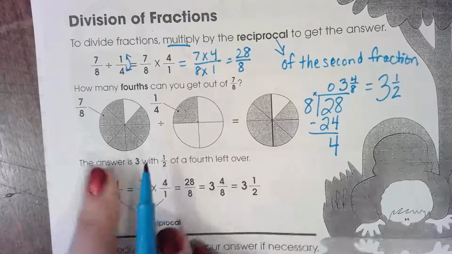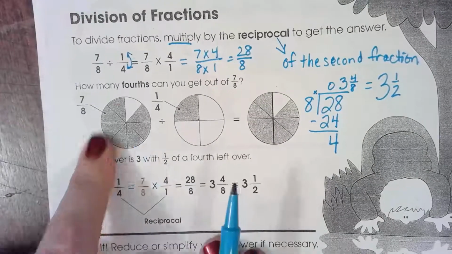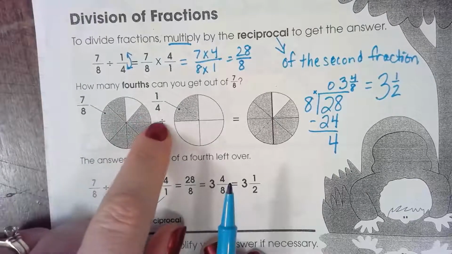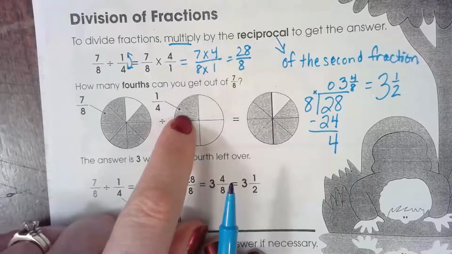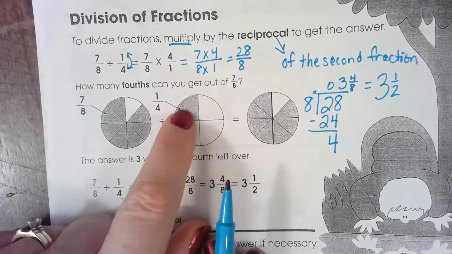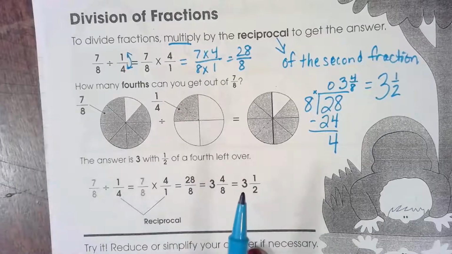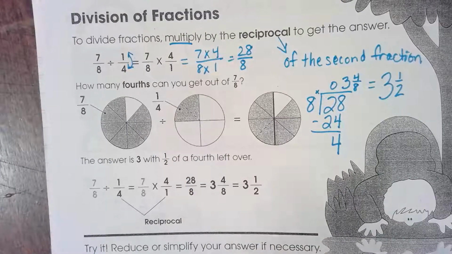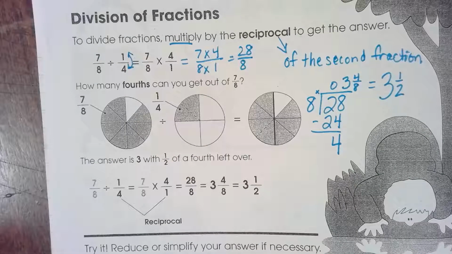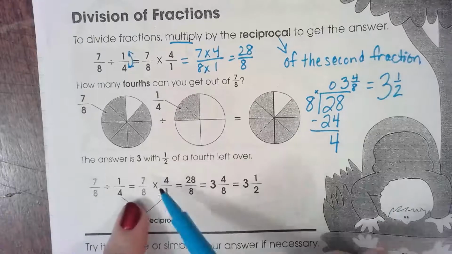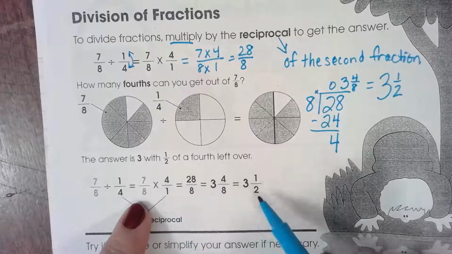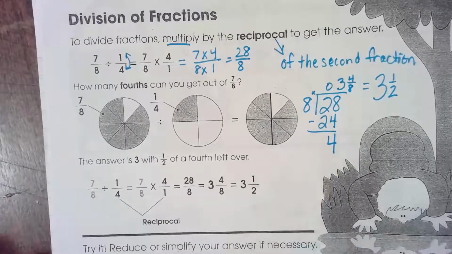Okay, here they showed us a picture of it. If we have 7/8 of a pie and we want to divide it by a fourth, that means we are taking that pie, dividing it by 4s, which means we're going to take the 7/8 and multiply it by 4. And that would get us 3 wholes and another half.